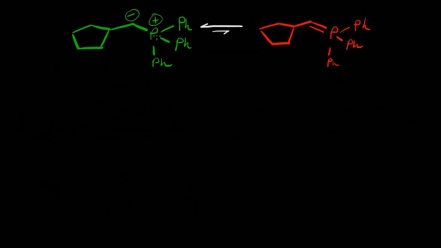And then over here on phosphorus, yes, it can break its octet rule, but if it doesn't need to, why would you break it? And so right here we notice that it has three bonds to phenyl groups and then a single bond to a carbon. And so the phosphorus also follows the octet. And so you can make the argument, well, both are stable because of the octet rule.